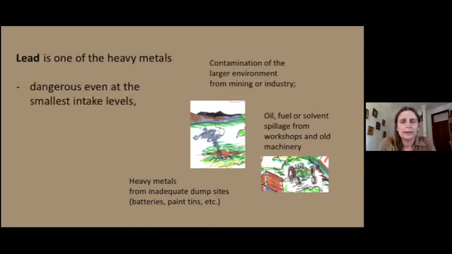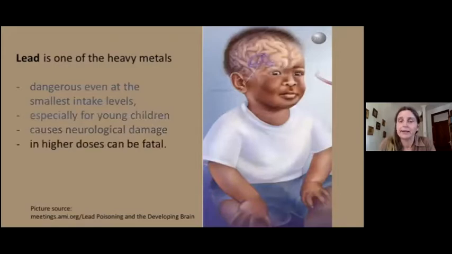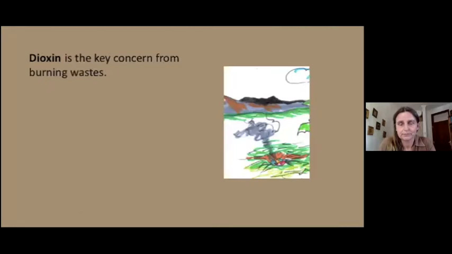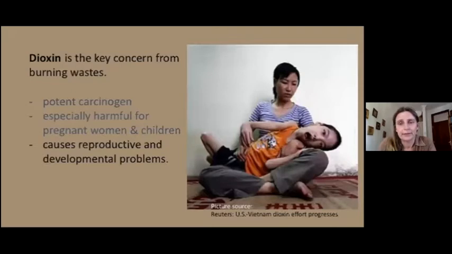If we look at one particular example, lead, that is very, very dangerous, toxic when taken in even in very small doses, especially for young children or if taken over longer periods. It causes neurological damage and can even be fatal. Dioxin, the term dioxin is used for a group of chlorinated compounds, and they are the major concern from burnt waste. They can also cause cancer and cause great damage to the fetus during pregnancy.